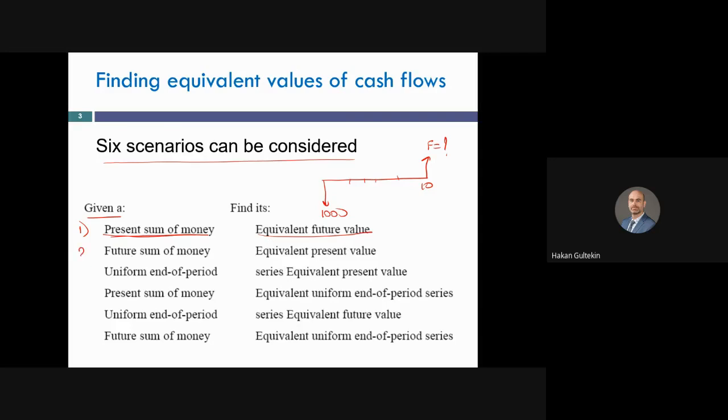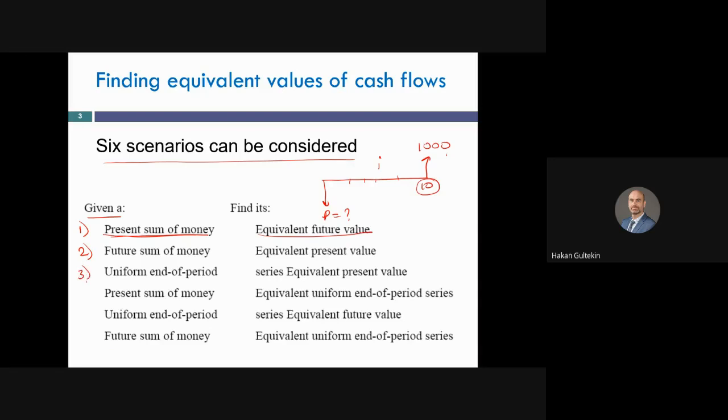The second one is the opposite. This future value is given, and we want to find its corresponding present value. Okay, the future value is known, and what is the corresponding present value? Of course, we know the number of periods and also the interest rate. Okay, then this is the second scenario.